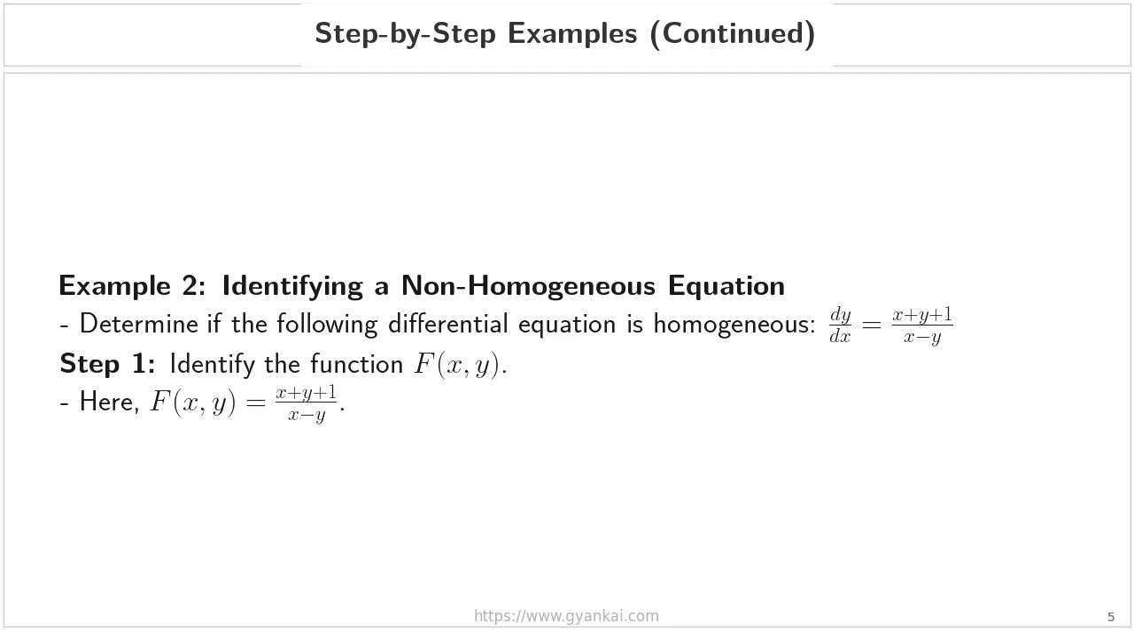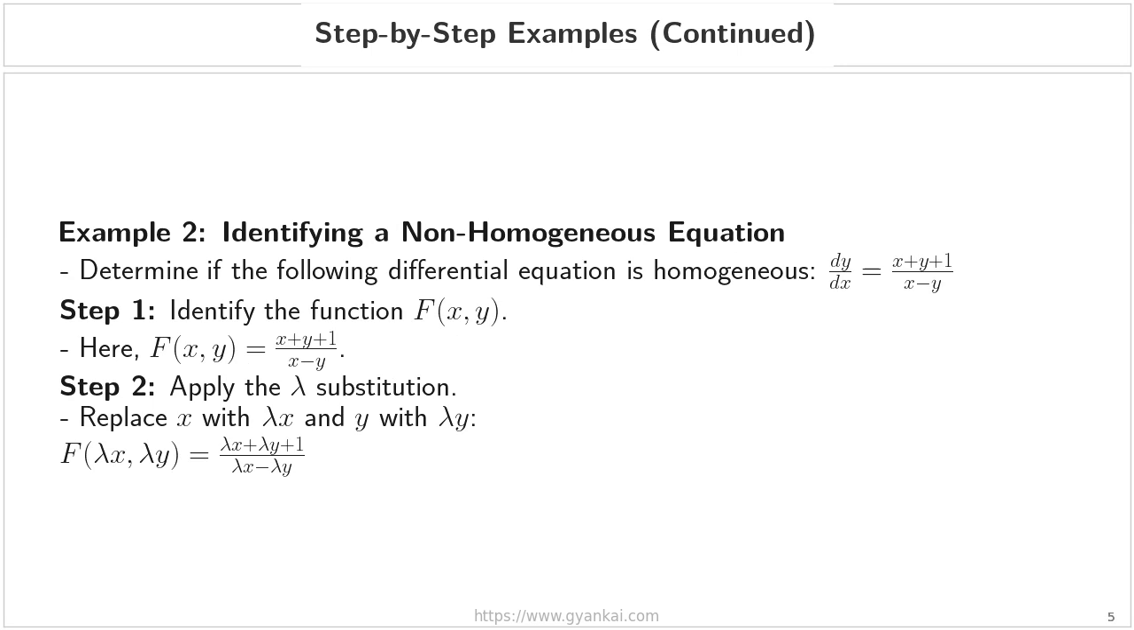First, just like we did in the previous example, we need to identify our function, f of x and y. In this specific case, f of x and y is equal to the quantity x plus y plus 1 divided by the quantity x minus y. Next, we move to step 2, where we apply the lambda substitution test we discussed earlier. We will replace every x with lambda x, and every y with lambda y. When we plug these into our function, we get f of lambda x and lambda y, which equals the quantity lambda x plus lambda y plus 1, all over the quantity lambda x minus lambda y.